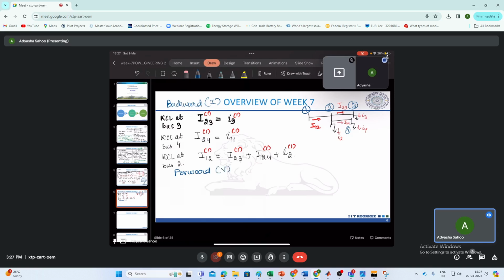So once I know the branch currents, I can write the voltages. So basically, what will be V2? V2 will be V1 minus the drop in the line 1 2. So what will be drop in line 1 2? It will be I12 times Z12. Right. So that will be in first iteration. So V1 you know already, right? It was 1 angle 0. So I12 in first iteration and Z12 you also know.